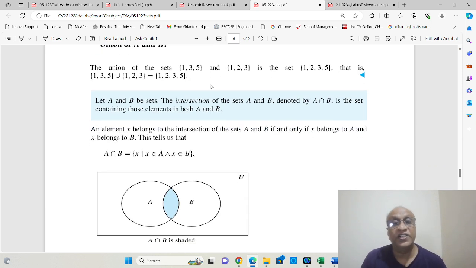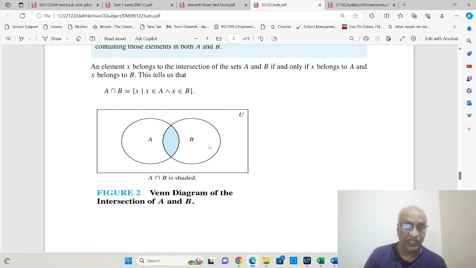Coming to the next definition, intersection. Intersection symbol is this. And what is the definition of intersection? It consists of elements which are both in A and B. So this is the definition. A intersection B consists of elements x such that x belongs to A and x belongs to B. And this is the Venn diagram. You can see the shaded part here.